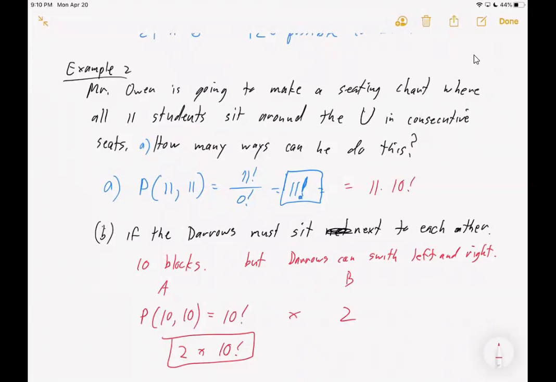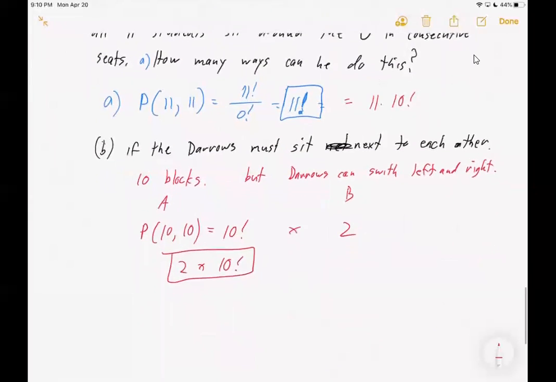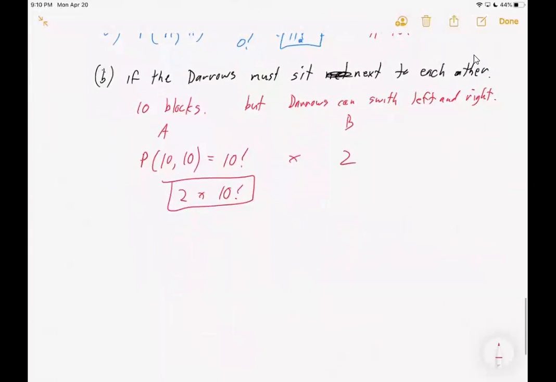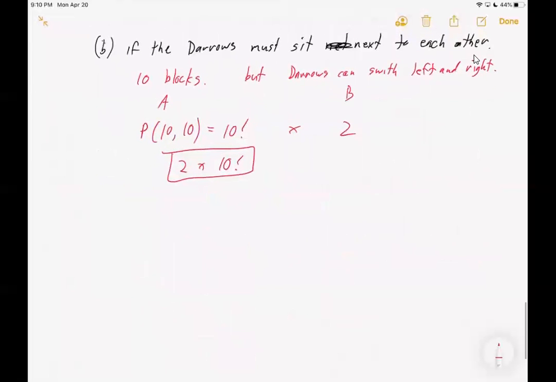So by making the Darrows sit next to each other, it would actually lower the number of ways Mr. Owen could do his seating chart. In fact, every restriction lowers the number of ways the seating chart will work. So if you have more and more students, you either need to put next to each other or keep apart, it becomes harder and harder to find ways to do it.